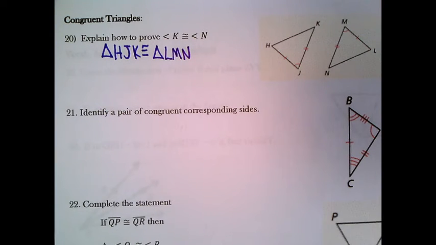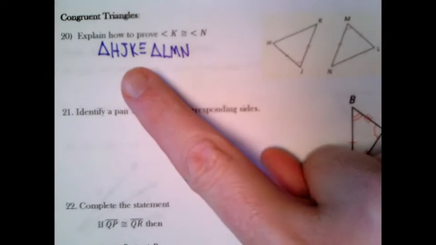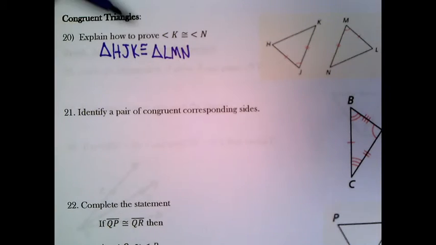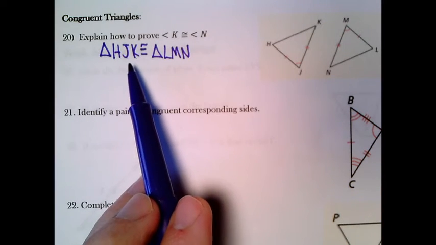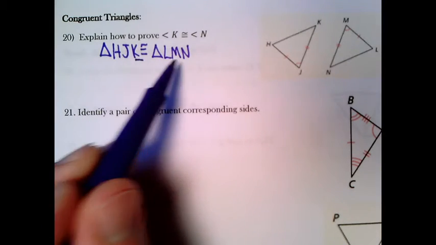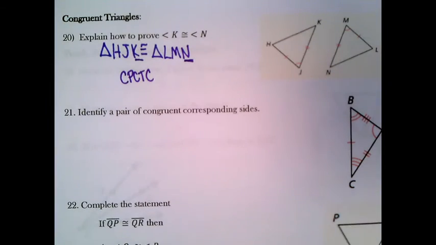Now you could have named these however you want, as long as your order in which you trace it on the other side is the same. It doesn't matter what the order of your letters are, but your H should match with your L, your J should match with your M, and your K should match with your N. So if these two triangles are congruent, then these two parts right here are congruent because of CPCTC. So that's it for question 20.